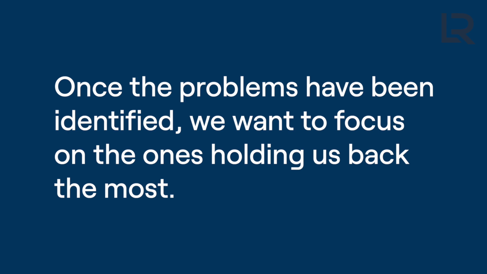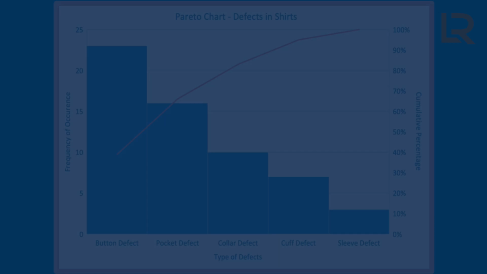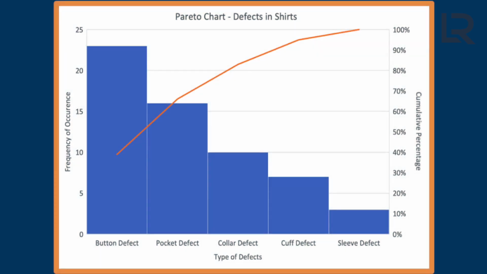So once the problems have been identified, we want to focus on the ones that are holding us back the most. In this image, we have a Pareto chart showing us that a majority of our defects are from making the buttons when producing a shirt. We then would look at fixing the process of our button defects as our priority.